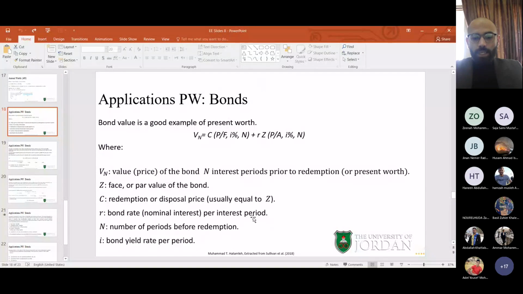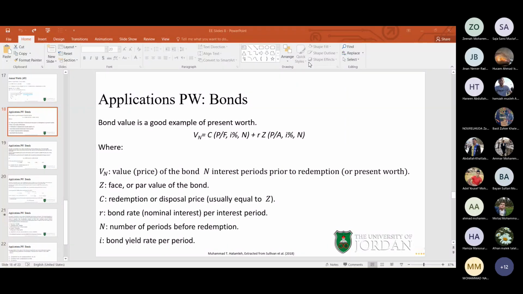For now, let me share my screen. And let's make sure that everyone can see the slides and everyone can hear my voice. All right. For now, I'm going to disconnect my camera to make sure that we will have a better internet connection.